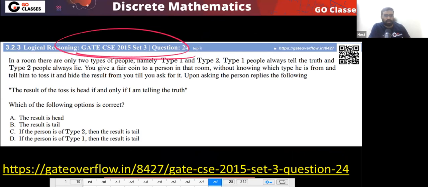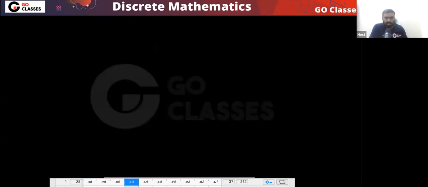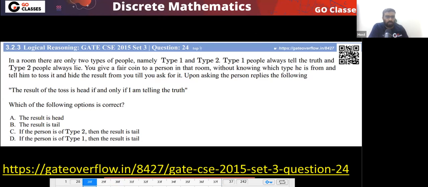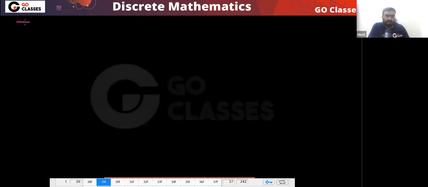This is a GATE 2015 question. Another question on the same concept, the same argument concept, very simple. Let's solve this question. The question is saying that there is a room in which only two types of people are there, type one and type two. Okay, so two types of people you have.